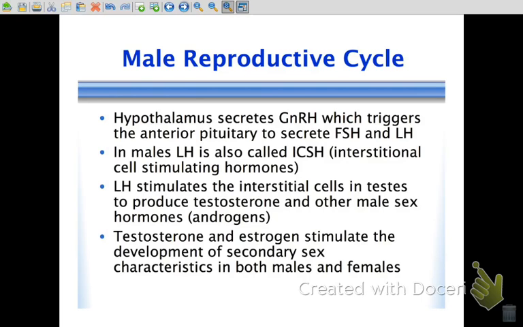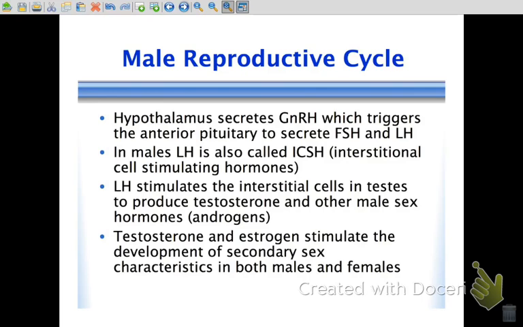LH is different in males. It's also known as ICSH. I just call it LH. And the LH for men, they actually trigger the production of testosterone and other male sex hormones. So that's where it's different. For females, it triggers ovulation, where in males, the LH will trigger the production of testosterone and other male hormones.